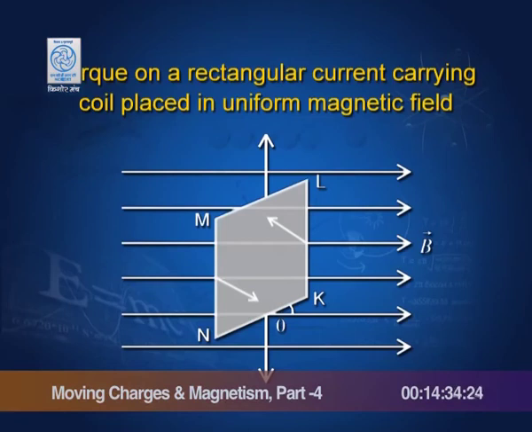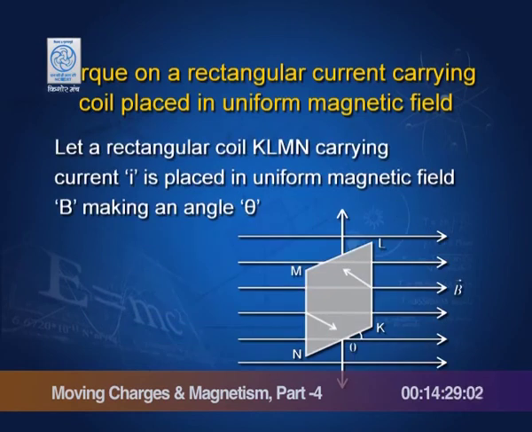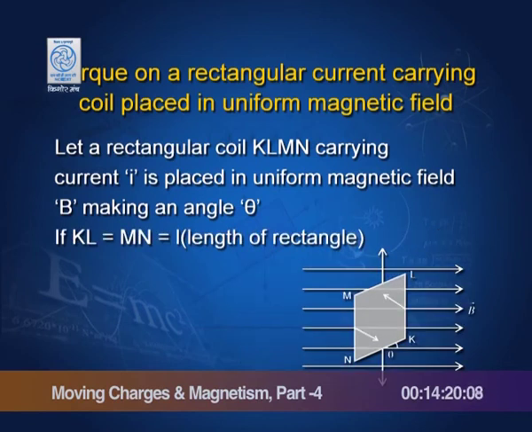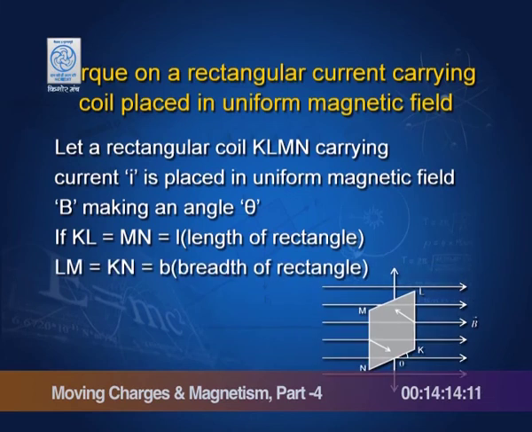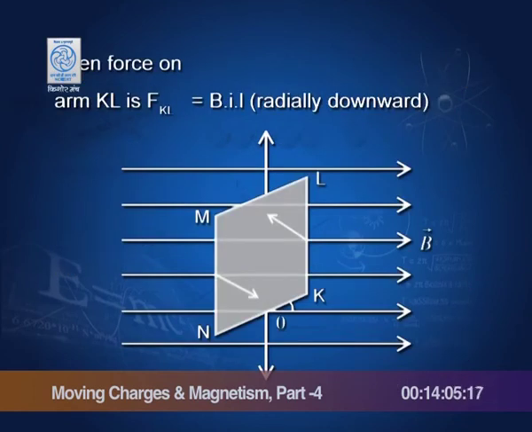We'll begin with the topic torque on a rectangular coil carrying current placed in a magnetic field. Let a rectangular coil KLMN carrying current I be placed in uniform magnetic field B, making an angle theta. If KL equals MN equals length L of the rectangle and MN equals KN equals b, the breadth of the rectangle, then the force on arm KL is F_KL equals BIL. According to Fleming's left hand rule, this force will be radially downward as shown in the diagram.